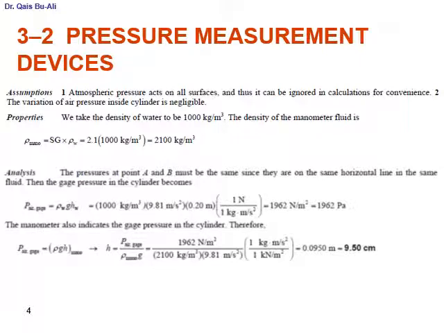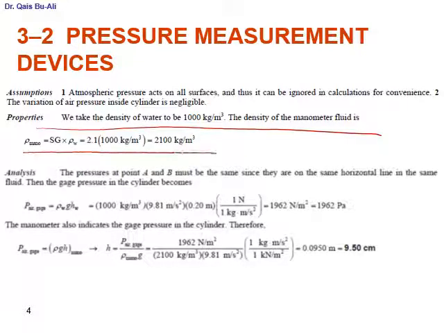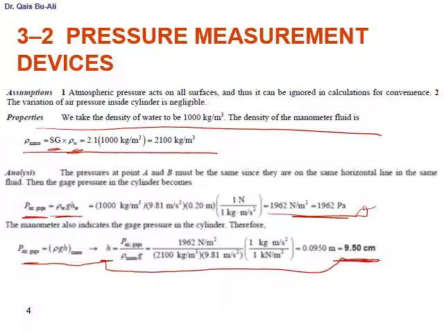Now, this is the solution. So I talked about the assumptions, and those are the properties. And then this is the density of the manometer fluid by multiplying the specific gravity times the density. And so this is the P air gauge, which is equal to this. This is the gauge pressure in the container, 1962 Pascal. And then we can use this to get H, which was part 1, and it was obtained to be 9.5 centimeters. So you can try doing this.